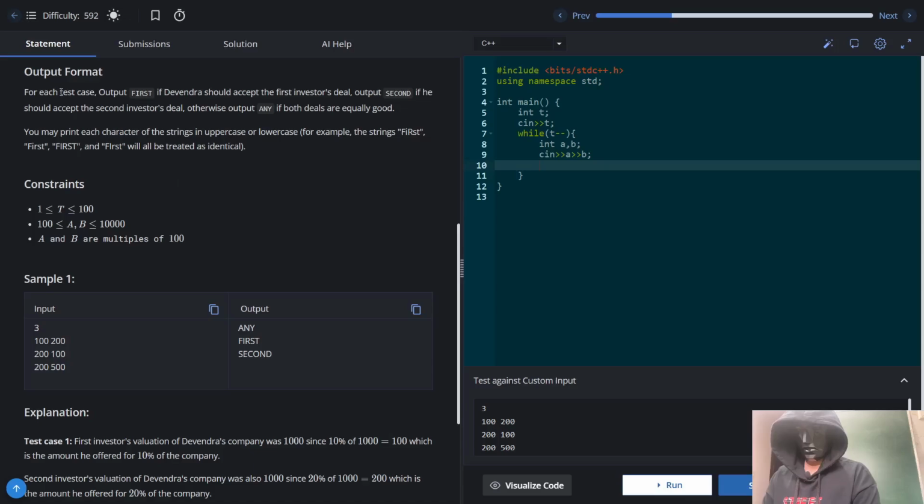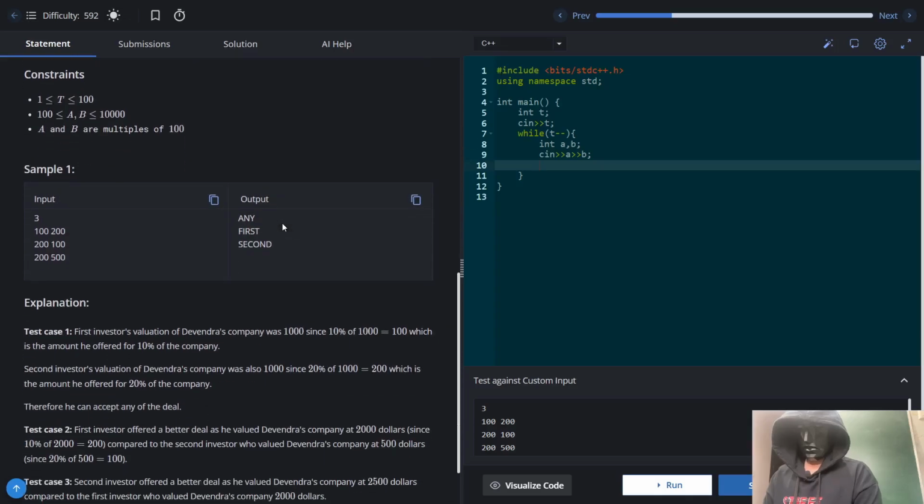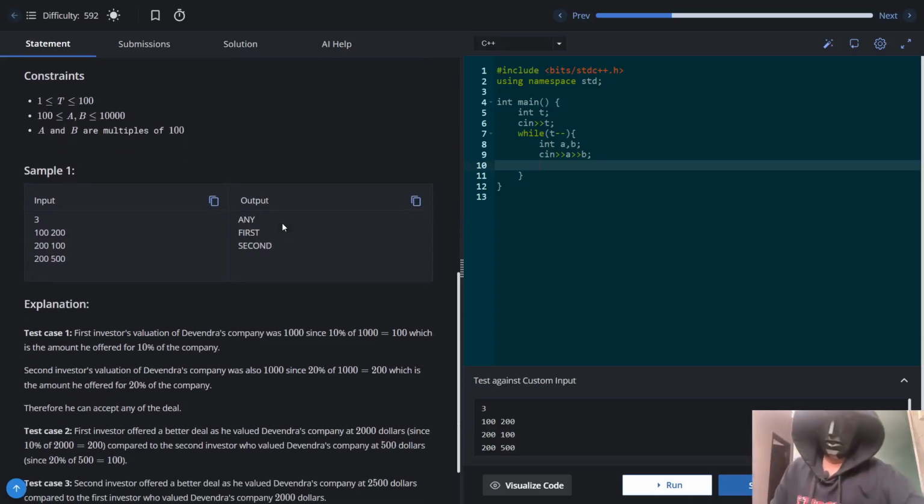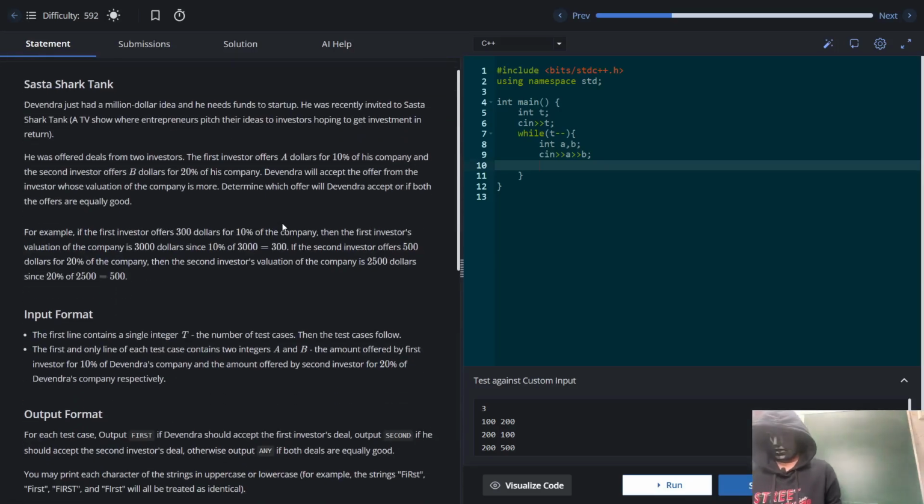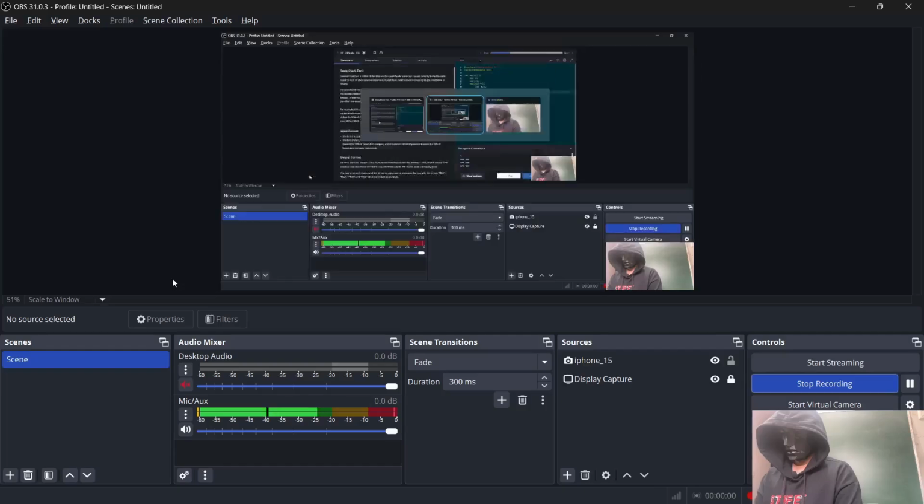Let's try it. We'll have to print first if Devendra accepts the first investor's deal, second if he accepts the second investor's deal, and otherwise if both deals are equal, you can print any. So let's try to understand the example they've given. First we'll understand this for the example in the question, and then we'll understand the problem examples.